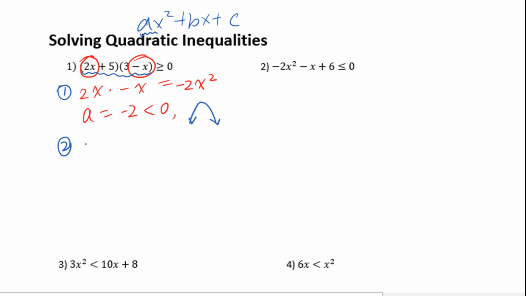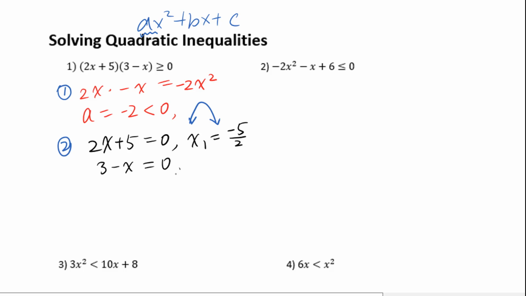Second step, get the roots. 2x plus 5 equals 0. Then x1 equals negative 5 over 2. 3 minus x equals 0. Then x equals 3. Third step, let's draw the x-axis. We have negative 5 over 2 and 3. We go to sketch the graph. Since this is open down, the graph will be like this.